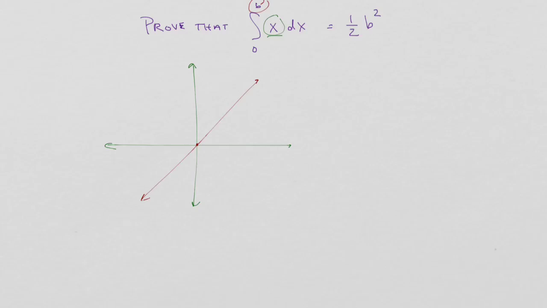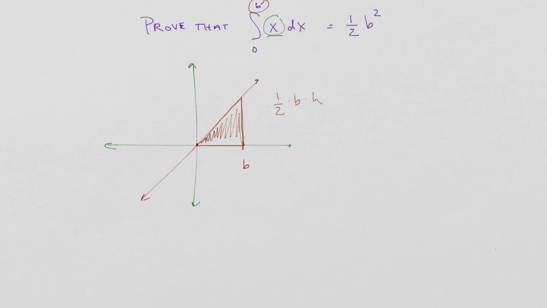And I don't know what b is. It's going to be some number. I'm going to just put it right there, and I want to find the area that is this triangle. And again, this is sort of like the other example that we saw. We can find the area of this triangle using 1/2 times base times height.